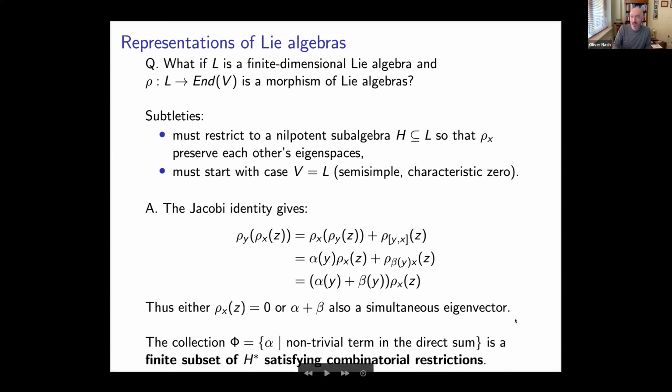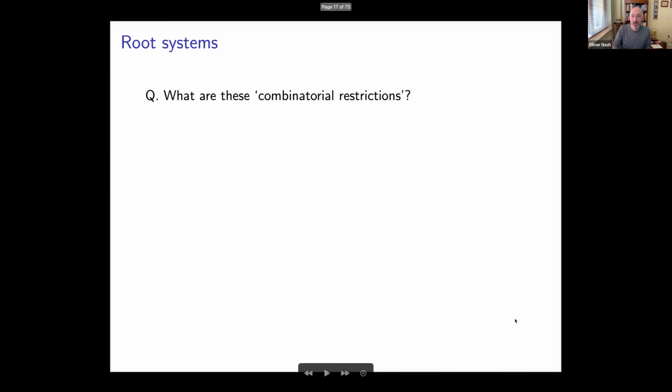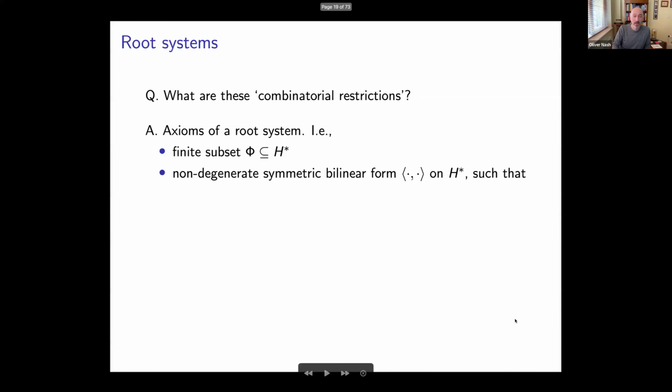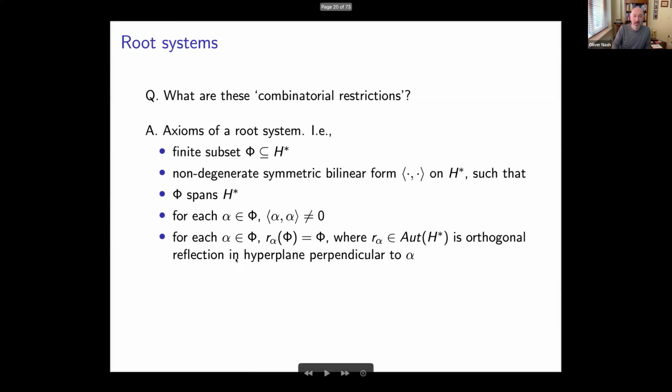Okay, so that's the motivation, that's the background. So then you'd ask, what are these combinatorial restrictions? These are the axioms of a root system, so I'll give them to you. It's a finite subset of this dual space. Actually, there's a natural inner product that comes from the algebraic origins. This inner product I denote with these angle brackets, and you have 3 axioms.